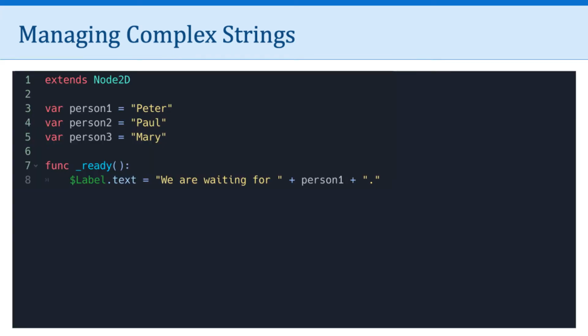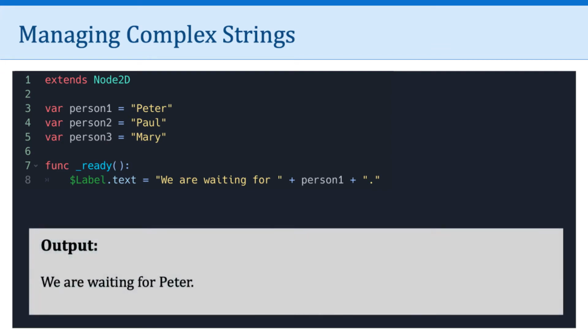So here's a really simple example. If you take a look at line 8, I have a label node and I'm setting the text property of that node to be equal to the string "we are waiting for " plus person1. And if we look up at line 3, we can see that person1 is a variable and its value is equal to the string "Peter". So if we were to actually run this code, for output, we would see "we are waiting for Peter". So, a very simple example of how to use a string and apply it to a label.